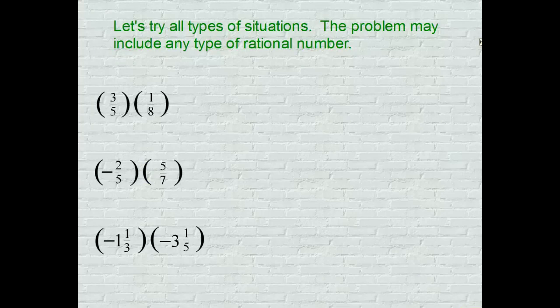Let's multiply. We have two fractions. Denominators are not the same, but it does not matter for multiplying. We just, as we said in the rules, multiply straight across. So in the top, we have 3 times 1 and 5 times 8. And make sure you simplify that or reduce it, and we are done with that one.